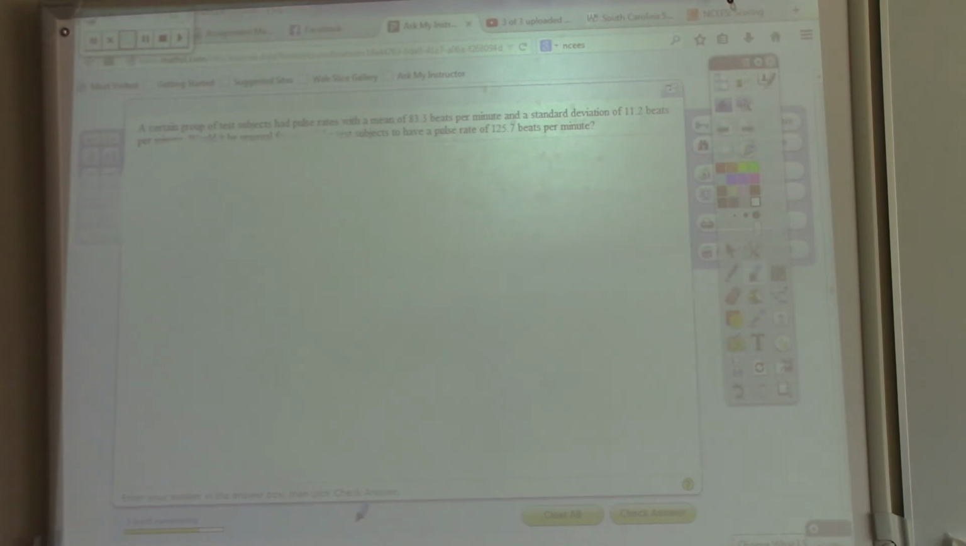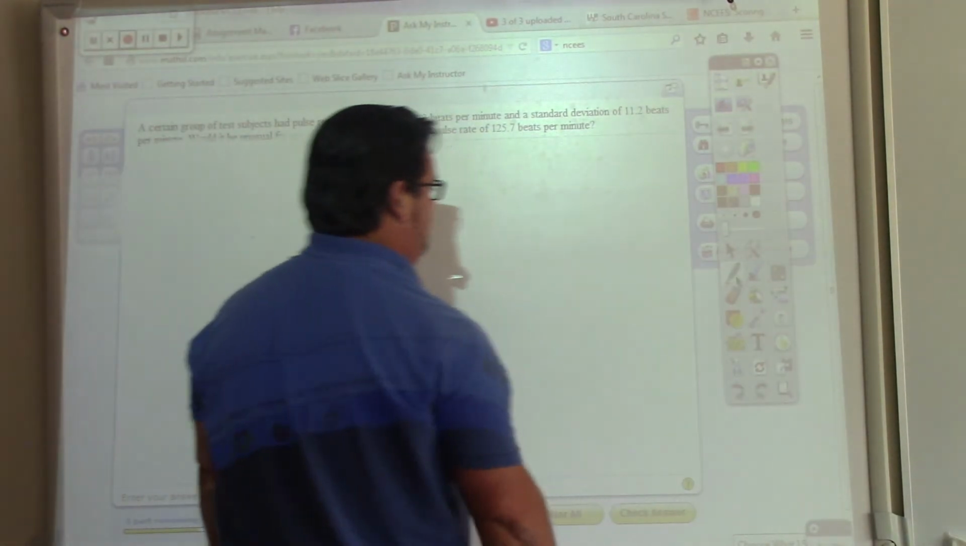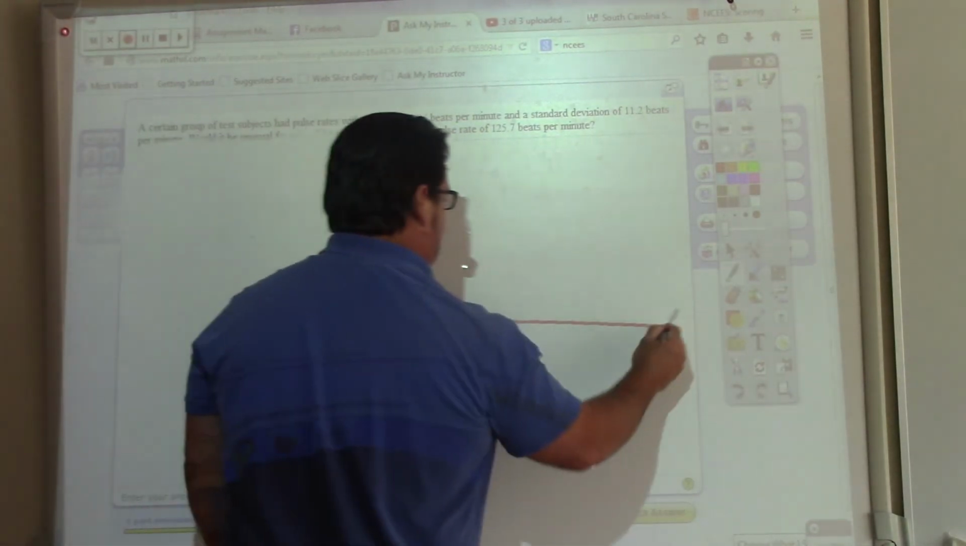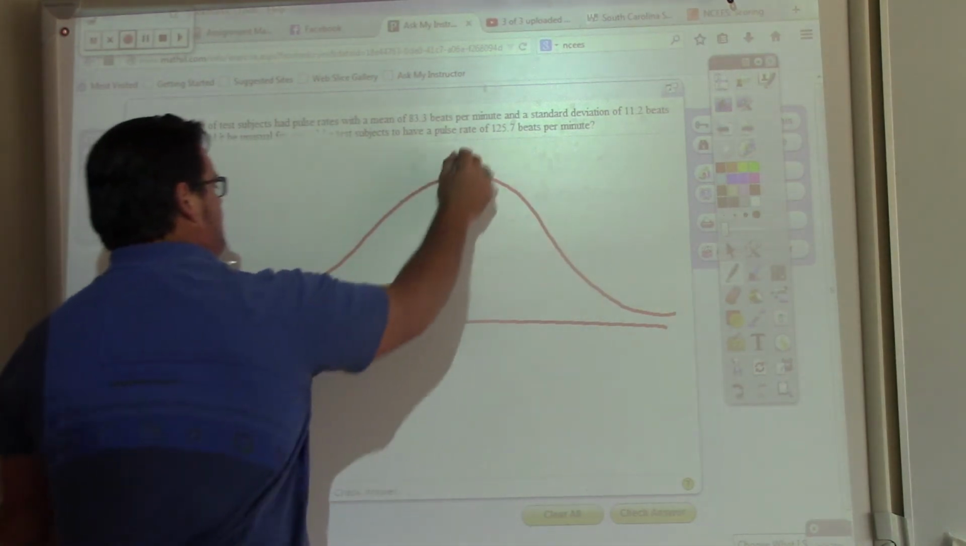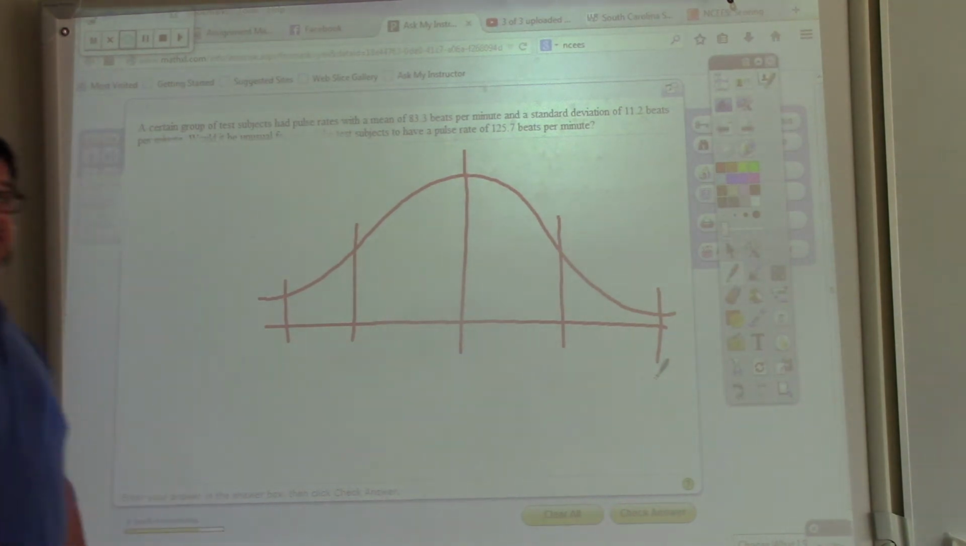So draw a picture. Hubert, how do you know? You don't need to worry about the question yet. You need to just draw the what? Draw the bell curve. And whenever you see mean and standard deviation, go ahead and draw it.